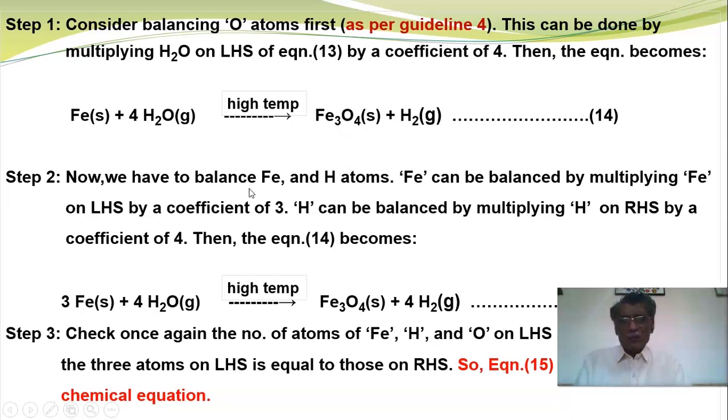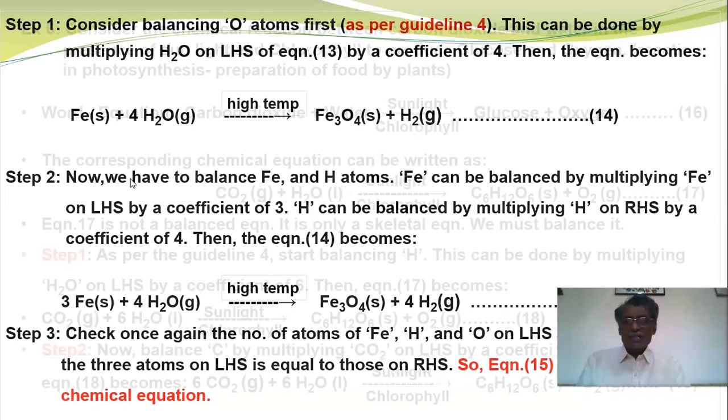Now we have to balance Fe and H atoms. Fe can be balanced by multiplying Fe on the LHS by a coefficient of 3. H can be balanced by multiplying H2 on the RHS by a coefficient of 4. Then equation 14 becomes 3Fe plus 4H2O giving rise to Fe3O4 plus 4H2. Check once again the number of atoms of Fe, H and O on LHS and RHS. Equation 15 is a balanced chemical equation.